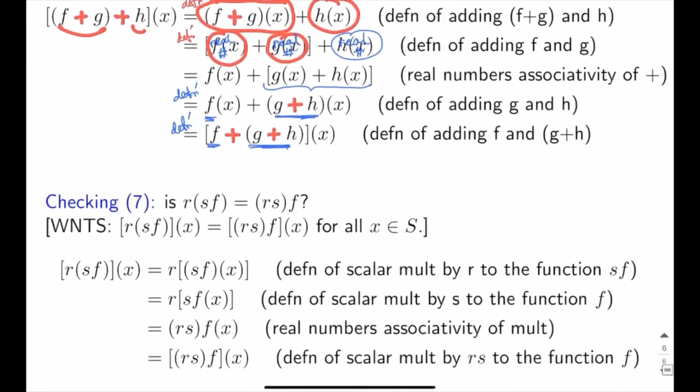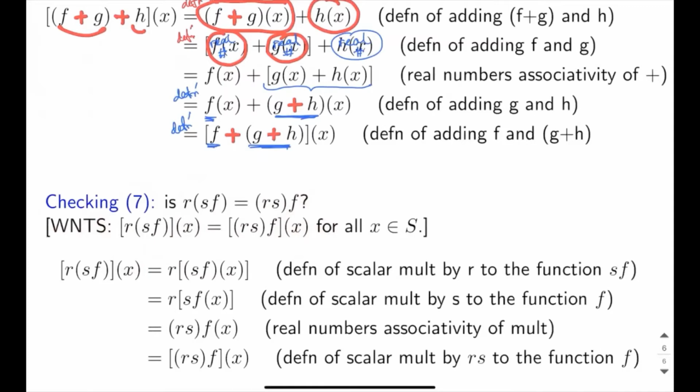Similarly, we can check property number 7, the associativity for the scalar multiplication. We want to check if the function on the left is equal to the function on the right. If we want to do so, it's the same as showing that when we enter the input x to the function on the left and to the function on the right, we are going to get the same answer, the same output. So start from the left.